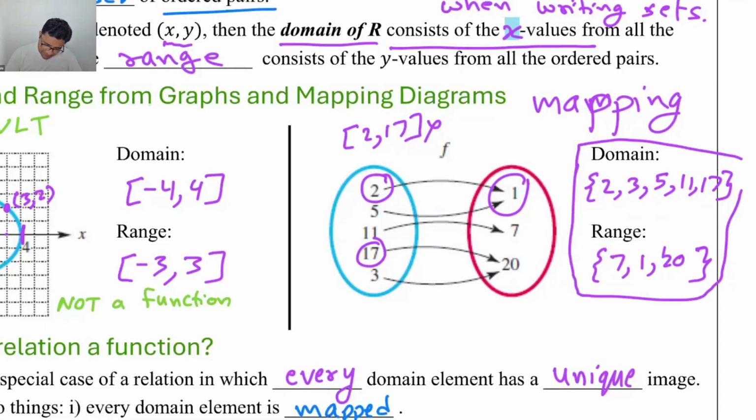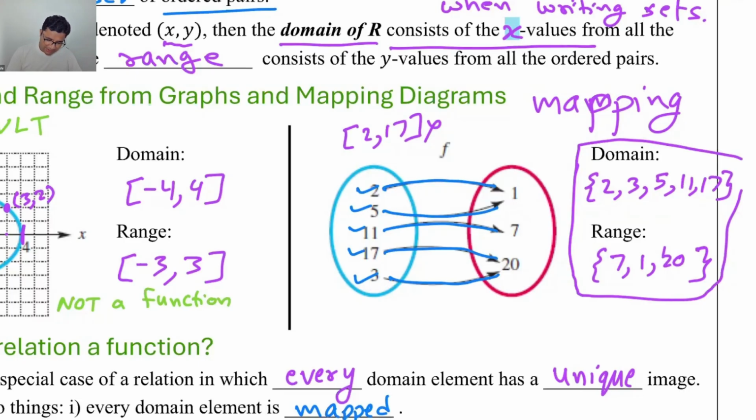Every domain element must have a unique image, right? So let's see. First of all, every element here is mapped. So the first condition is taken care of. The second condition, are their images unique? I'm discussing that here because there is some clarity needed. If you see, 2 is mapped to 1, 5 is mapped to 1, 11 is mapped to 7, 17 is mapped to 20, 3 is mapped to 20, right? So you might think it's not unique because I see more than one element going to the same output. Again, that's not the way to look at it.